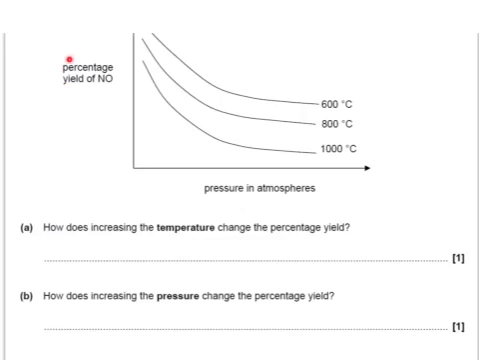We have the percentage yield on the left-hand side of the graph, and if we look at increasing the temperature, we can see that as we go from 600 to 1000 degrees, the percentage yield of nitrogen oxide reduces. So the answer is, how does increasing the temperature change the percentage yield? It decreases.